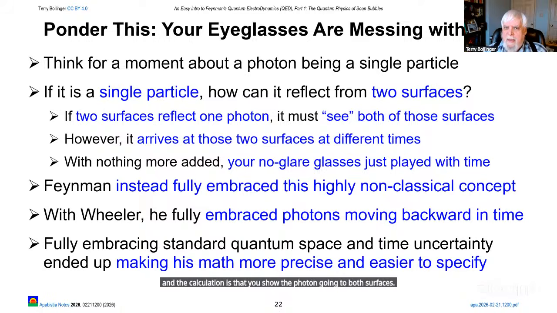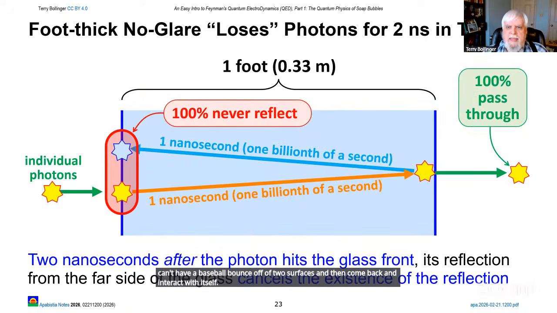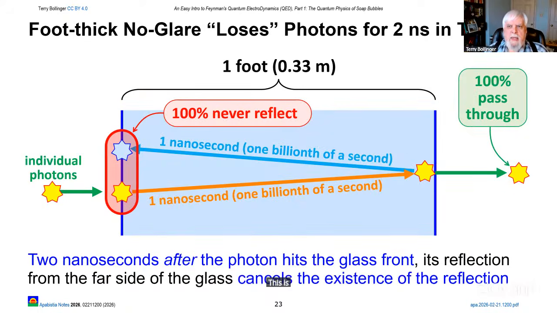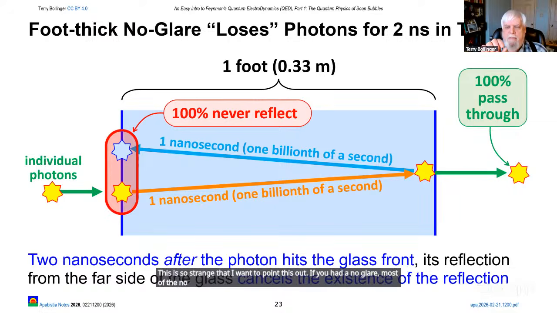So this is a non-classical concept. You can't do this with a baseball. You can't have a baseball bounce off of two surfaces and then come back and interact with itself. This is so strange that I want to point this out. Most of the no-glare layers are obviously extremely thin on your sunglasses, on your glasses. But you can make them thick. And you have to be much more precise when you do this, by the way.